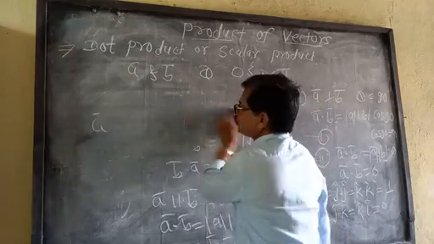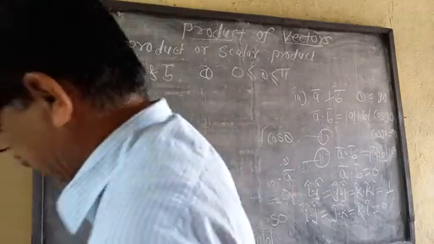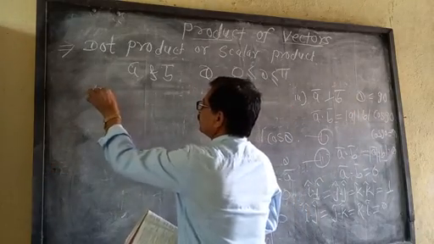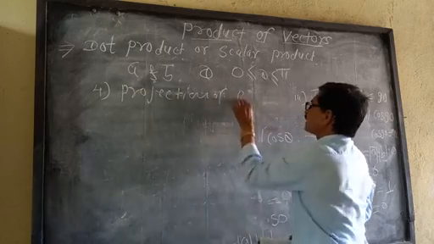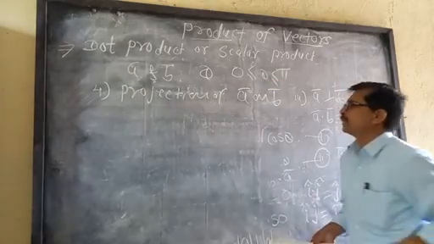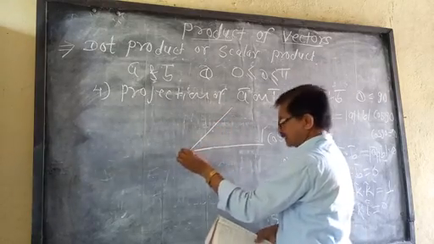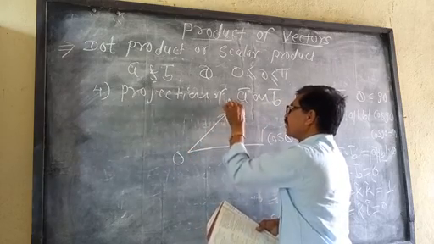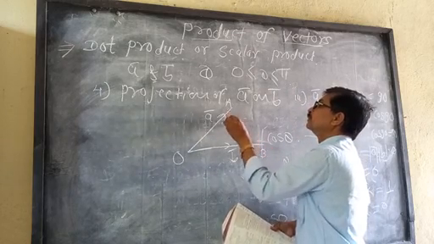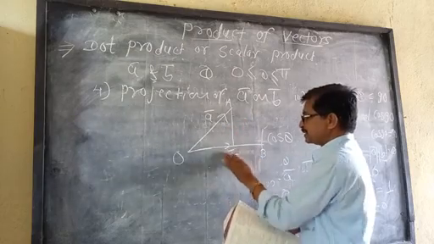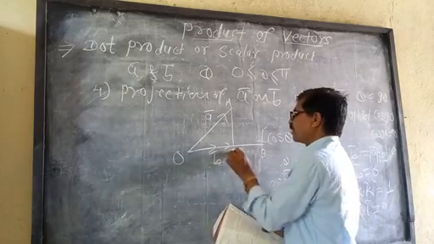Last property: projection of vector A on vector B. This is vector B. Projection of vector A on vector B.